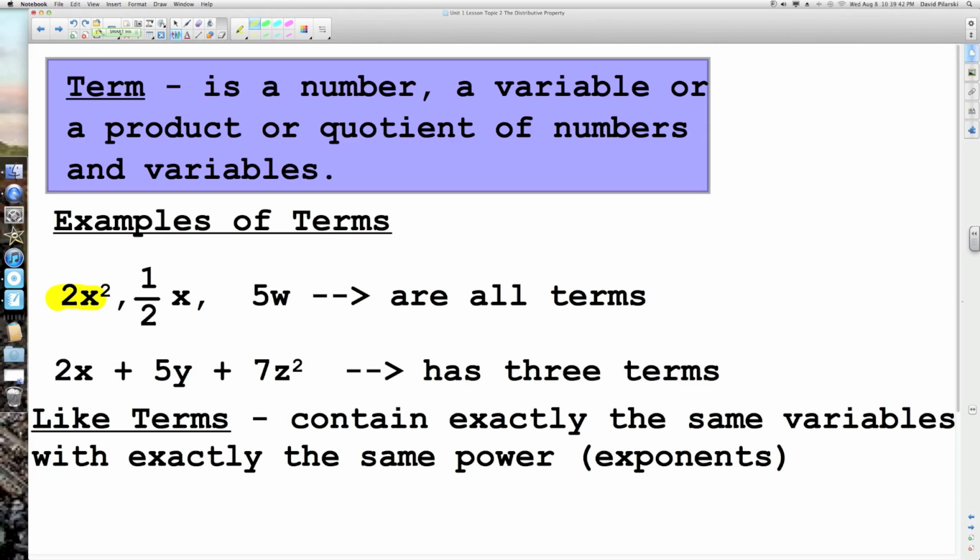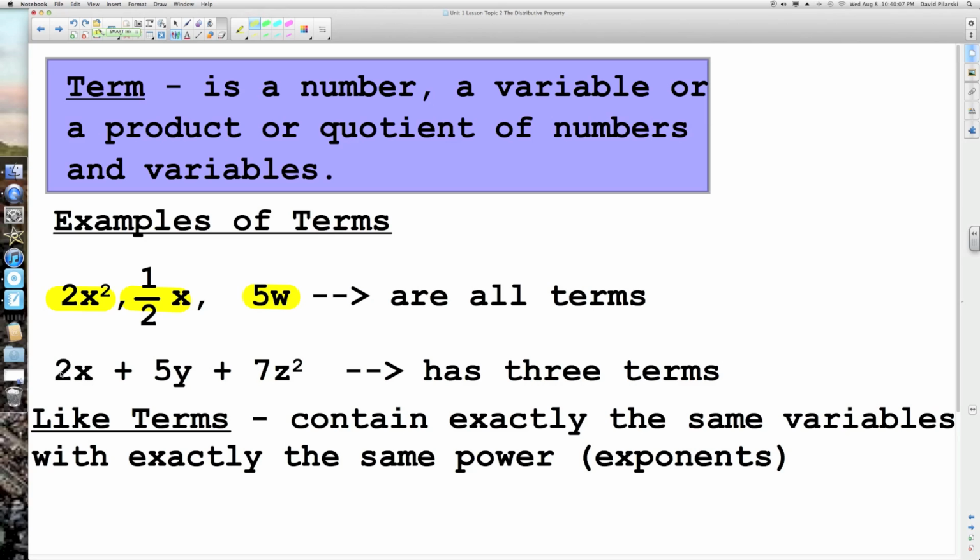Here's an example of a term. 2x squared. 2 times x squared. That's an example of a term. There's no addition. There's no multiplication. 1/2 x. This is a second example of a term. 1/2 times x. Here's a third example of a term. 5w. All of these things are terms. They're the product or quotient of numbers and variables.